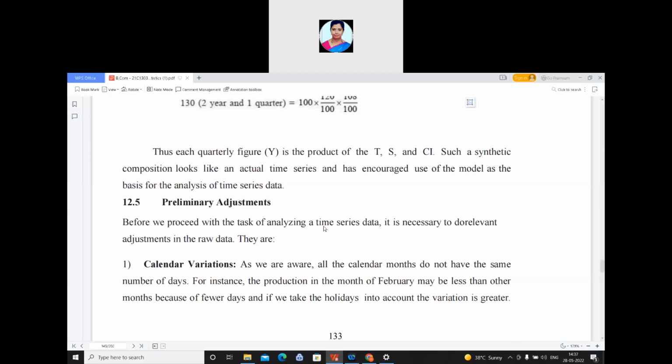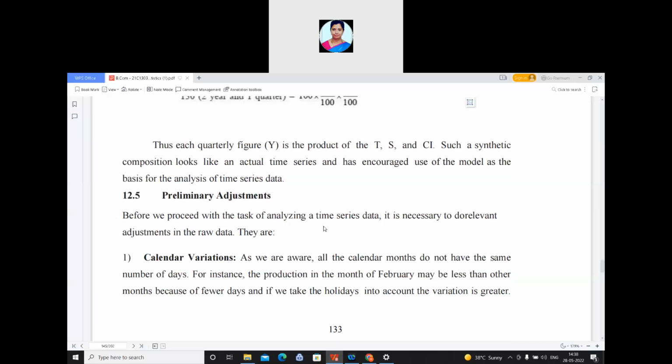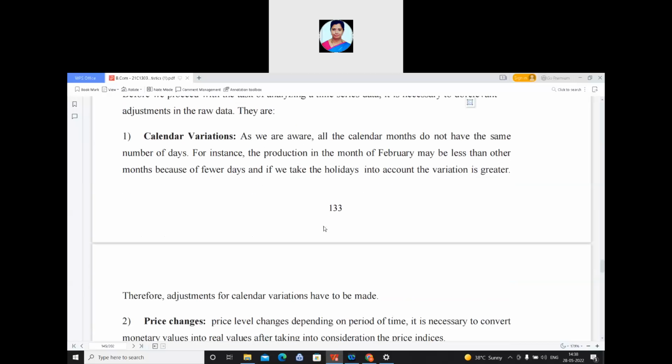As we are aware, all the calendar months do not have the same number of days. For instance, the production of the month of February may be less than the other months because of fewer days, or if we take the holidays into account, the variation is greater. Therefore, the adjustments for calendar variations have to be made.